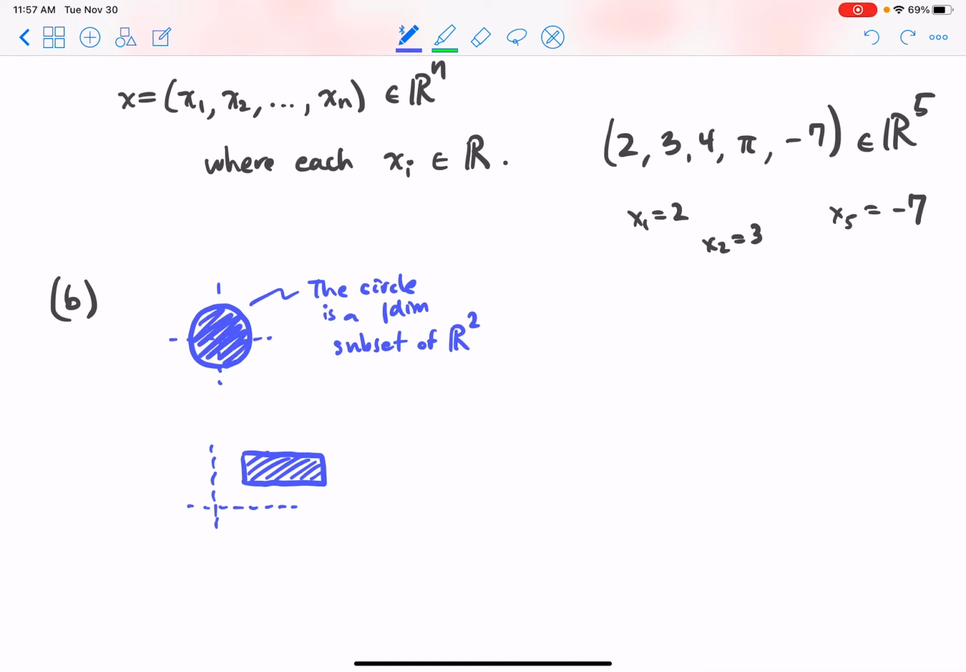It does not include the inside. That would be a unit disk or a ball, we would say. But the circle is just this curve. It's a 1-dimensional curve, 1-dimensional. Here we have this 2-dimensional rectangle is a subset of R2.